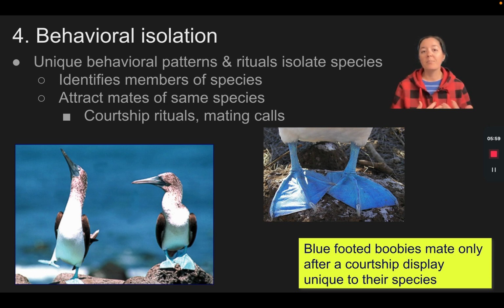It can also attract mates of their same species that recognize those behaviors and rituals. So here we have an example of blue-footed boobies. Boobies are a bird. They're very funny. They do these little dances to signal that they want to mate. And if you don't dance the right way, because you're a different type of bird, I'm not going to be interested and I'm not going to want to mate with you. So it's just another example of the behavioral aspect of whether these different species want to mate with each other.